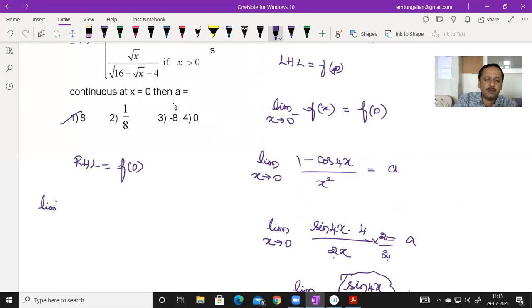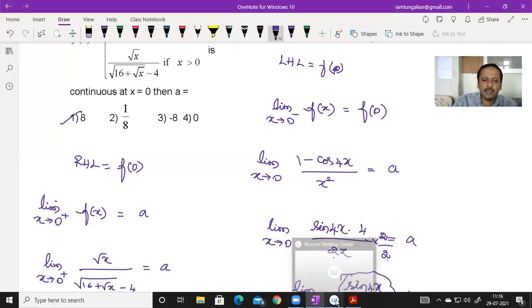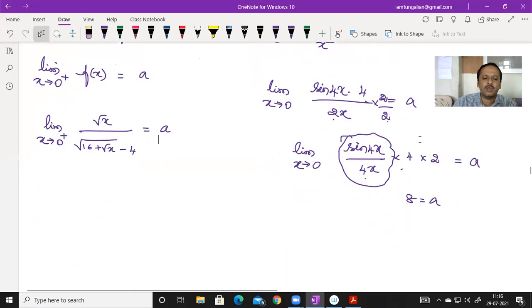So there, right hand limit, what do you get? Limit x tends to 0 plus f of x is equal to f of 0. f of 0 is a. So limit x tends to 0 plus root x divided by root of 16 plus root x minus 4 is equal to a. If I directly apply the limit, I'm going to get 0 by 0. x is 0, so numerator is 0. Here x is 0 means root 16, we get 4. 4 minus 4 will be 0. So 0 by 0, therefore I will use L'Hospital rule.